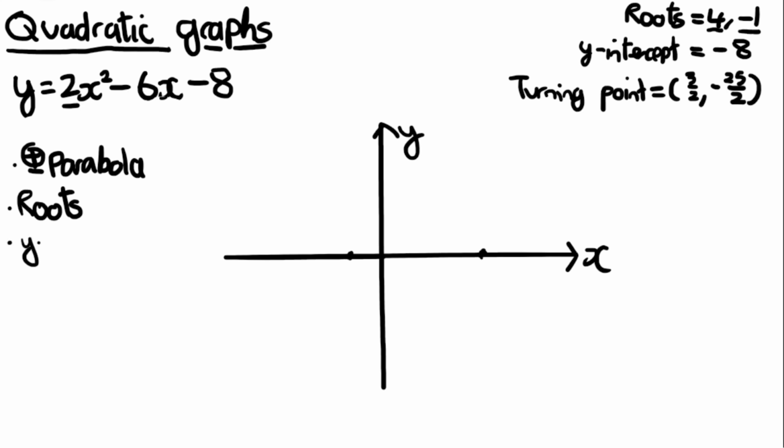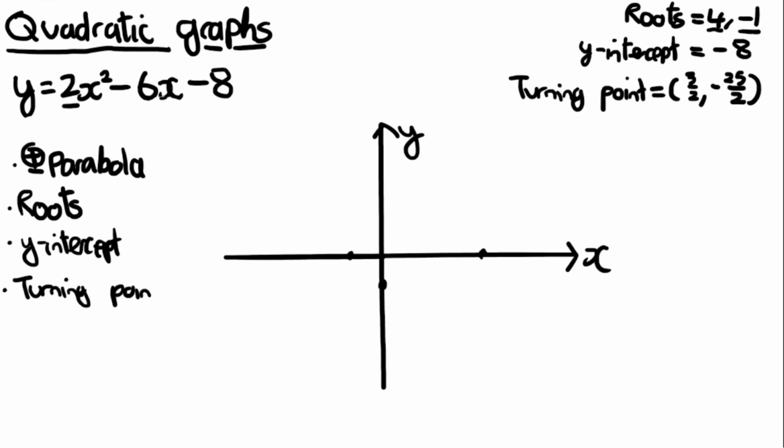Third of all, we need to do the y-intercept. The scale doesn't matter as the y-axis and x-axis scale is different, so I'm just going to aim for about here for the minus 8. It doesn't matter, even though the minus 1 and the minus 8 are quite near each other in terms of magnitude, because the y-axis and x-axis scale are different. And then finally, you're going to want to get the turning point.